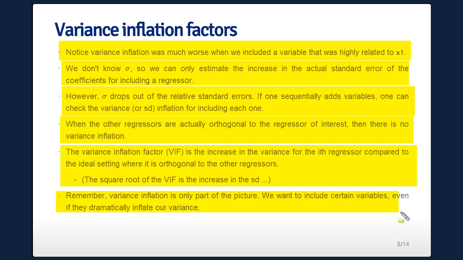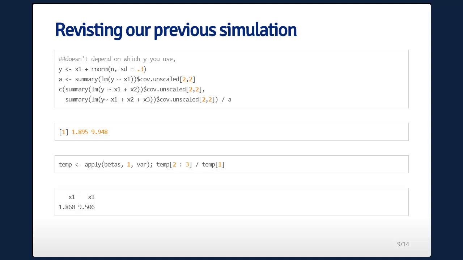And then I just want to say, remember, variance inflation is only part of the picture. We may even want to include a variable even if it inflates the variance of our variable of interest, because it's an important thing to adjust for. So let's revisit our previous simulation. Remember, in our simulation, there was y, x1, x2, and x3, and we simulated a new y every time, but our x1, x2, and x3 were constant at their original value, and then we simulated errors each time. So what we're going to talk about actually doesn't depend on either y or the errors. It only depends on x1, x2, and x3.